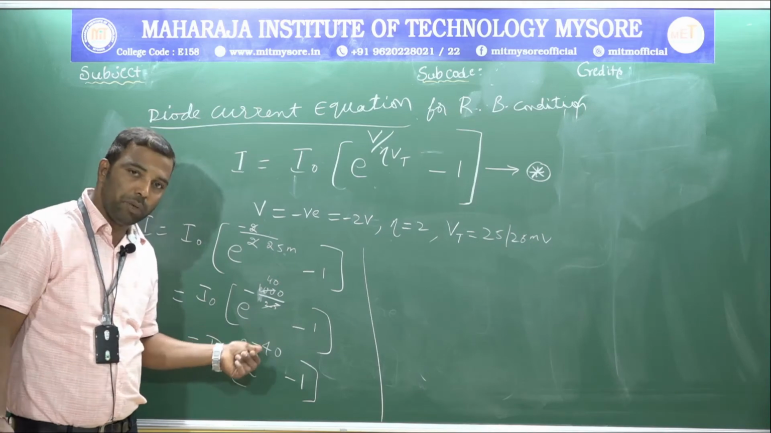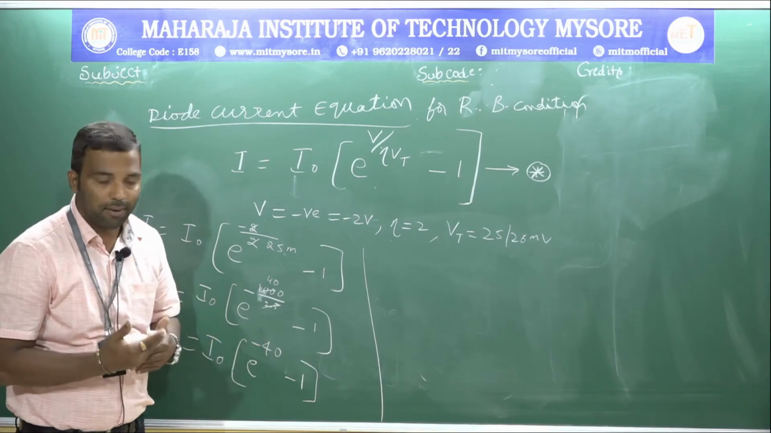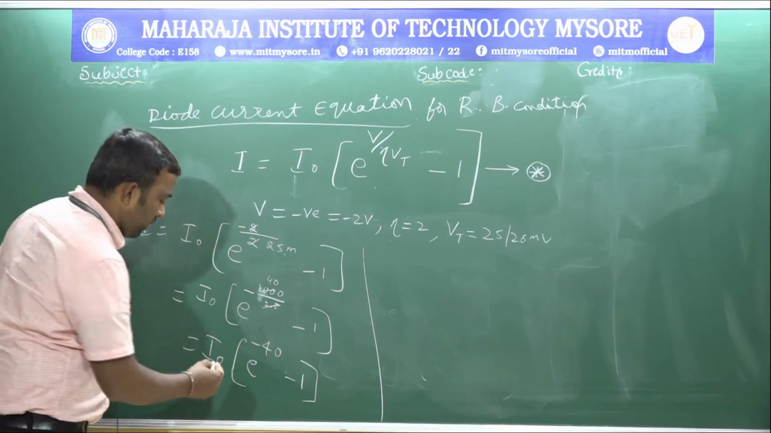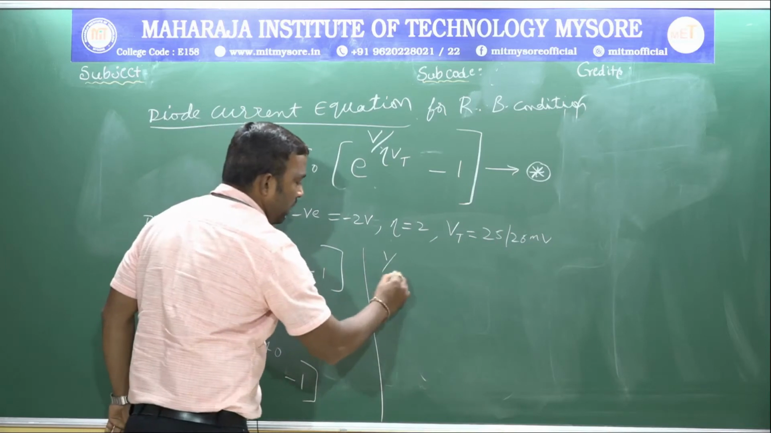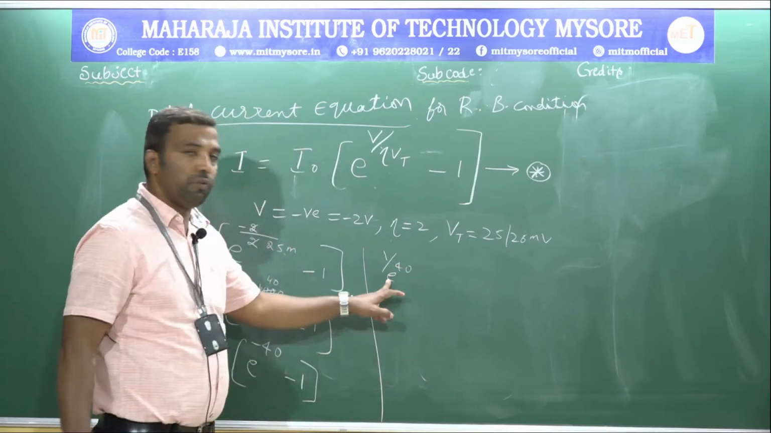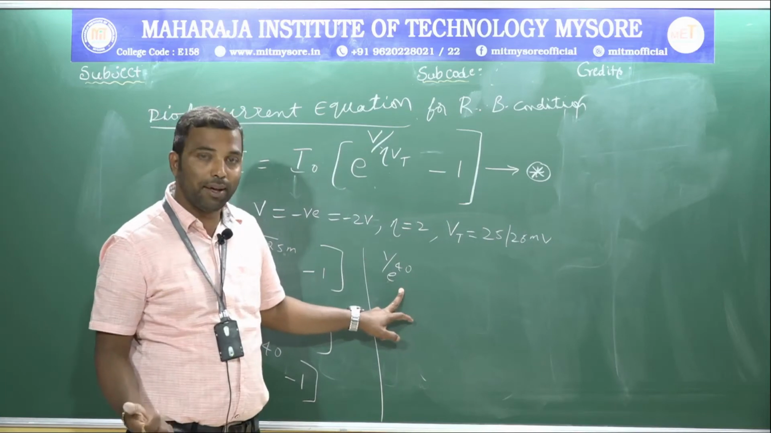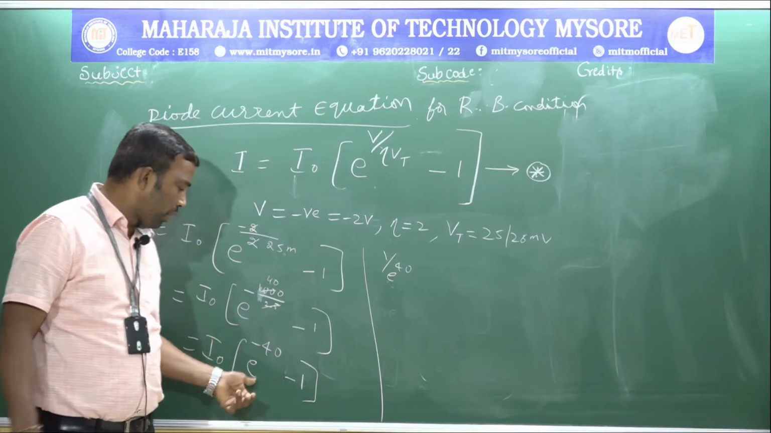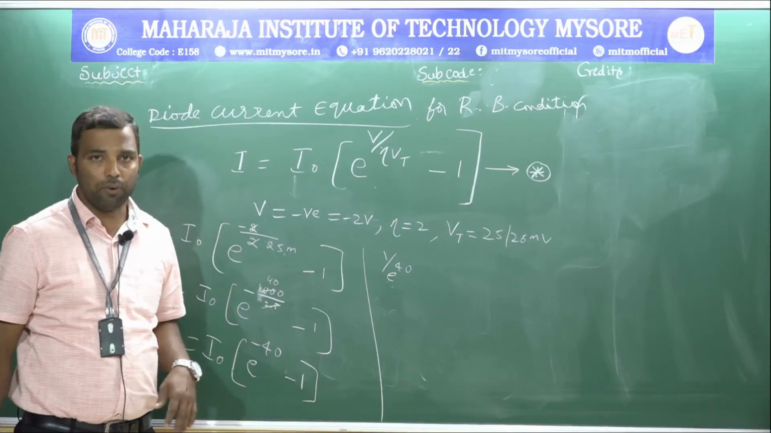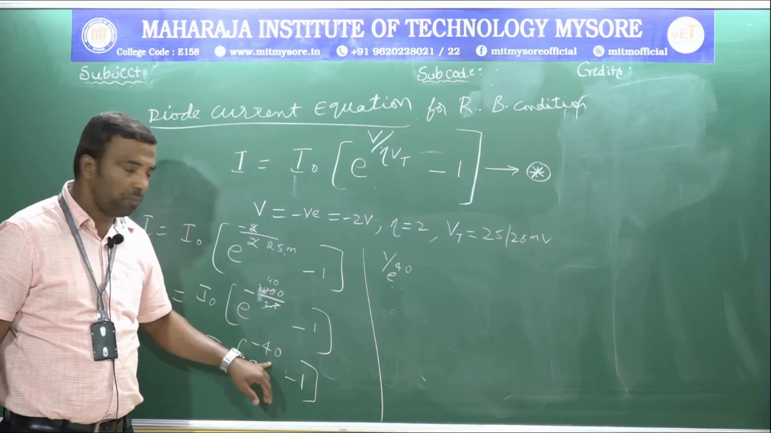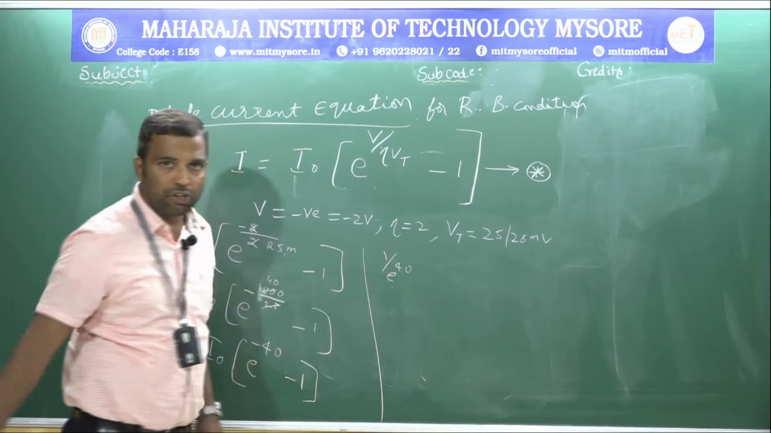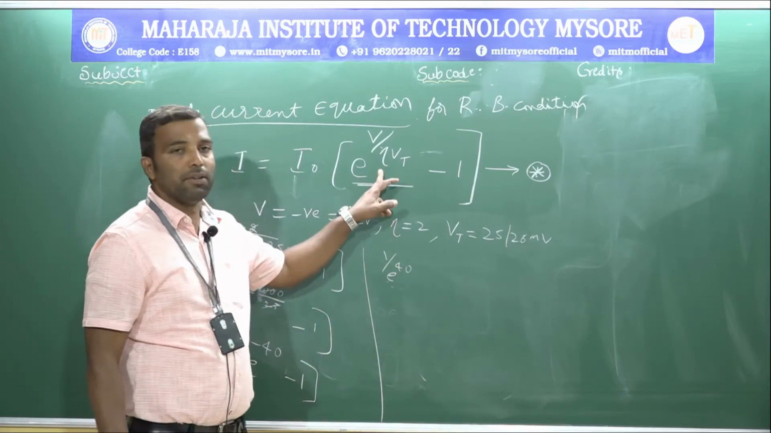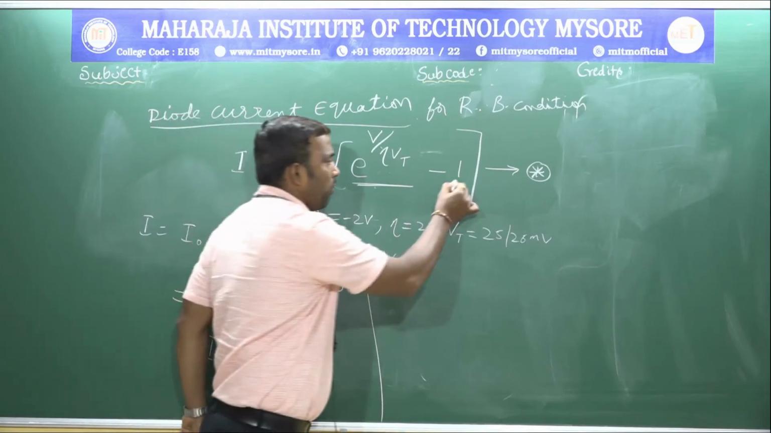E power minus 40 means the value is very small. We can write e power minus 40 as 1 by e power 40. E power 40 is a very large value present in the denominator, so this becomes a small value compared to 1. So in this standard equation, the first term is very much smaller than the value 1.